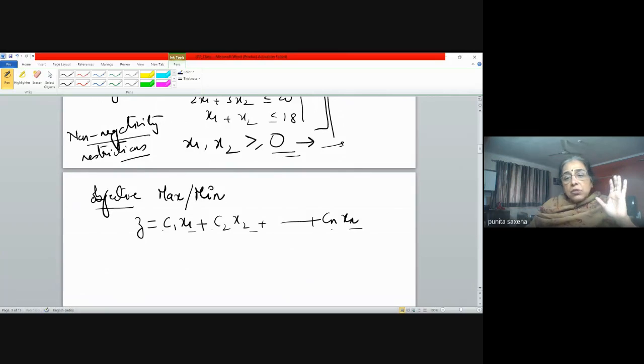And C1, C2, Cn are the per unit revenue if we are maximizing, or per unit cost if we are minimizing a given function. So this is how a typical objective function will look like. Subject to, now we have the set of constraints. And constraints, we write them in general as A11 X1.